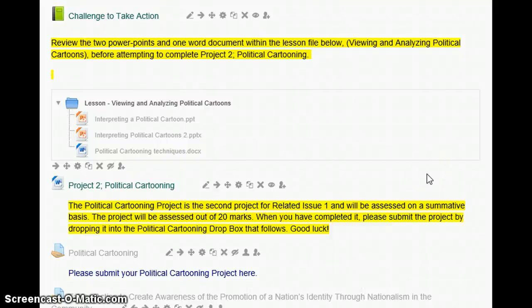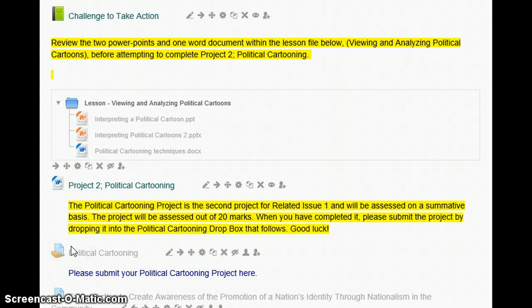Now you're ready to begin your second project. This project, the Political Cartooning Project, will be assessed on a summative basis. In other words, like your coat of arms project, it is worth marks. This project will be assessed out of a total of 20 marks. When you've completed it, please submit the project by dropping it into the Political Cartooning Dropbox that follows.